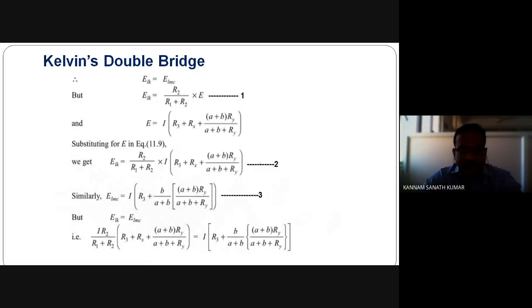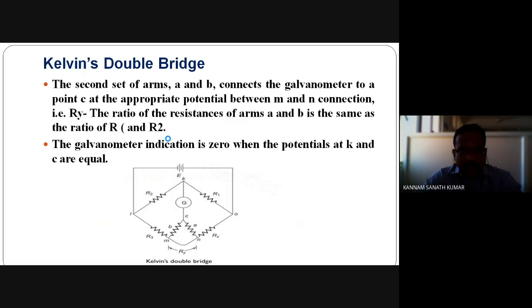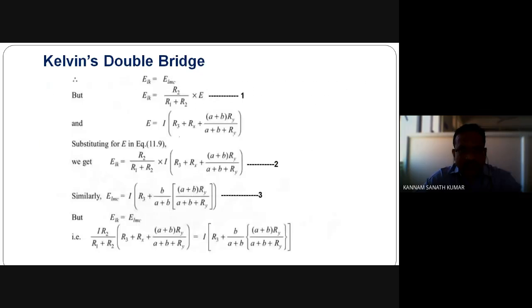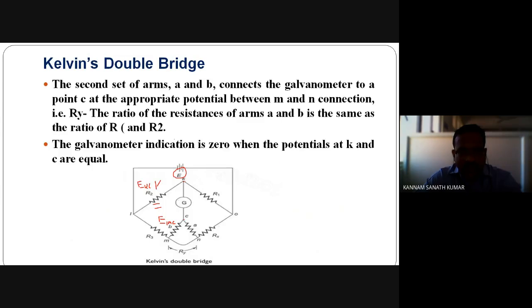Next, you have to find out E. E equals I into R3 plus Rx plus A plus B into Ry by A plus B plus Ry. So total current into R3. So where is R3? R3 plus Rx.